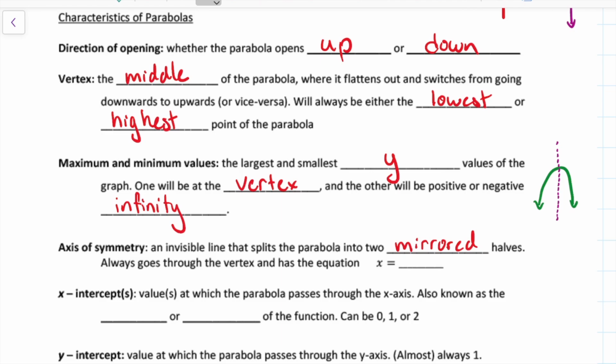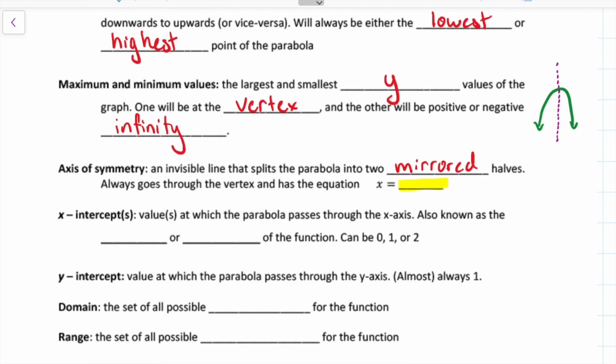And it's always going to be a vertical line. It's always going to go through the vertex, because remember, the vertex is in the middle. And if we're talking about it, we're always going to write it as an equation. Hopefully you remember from last year and even in grade 9, vertical lines have the equation x equals something. This gap here isn't something we're going to fill in; that's just going to be whatever it happens to be. It's the x coordinate of your vertex. We'll see some examples in a bit.